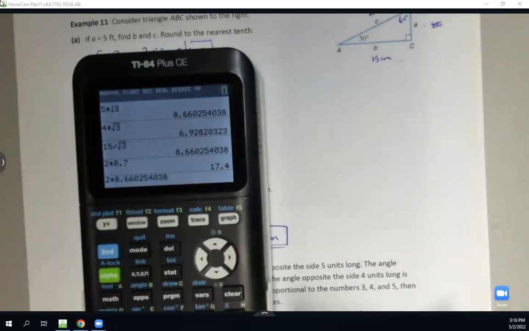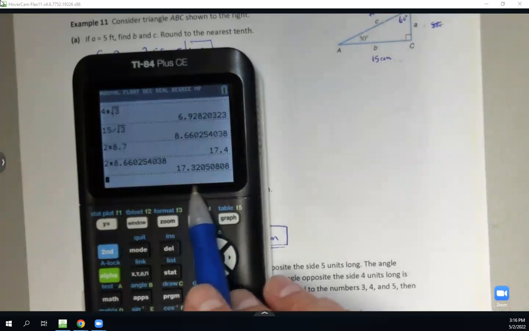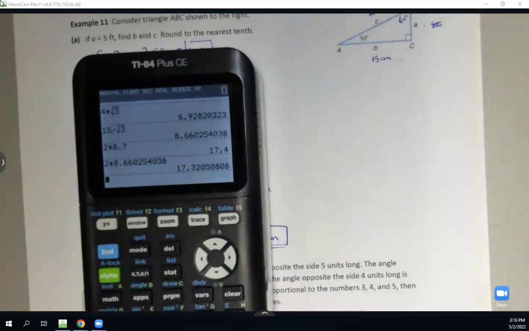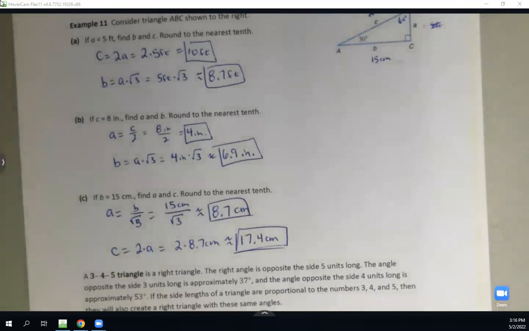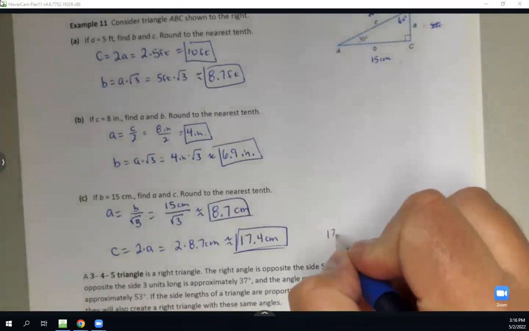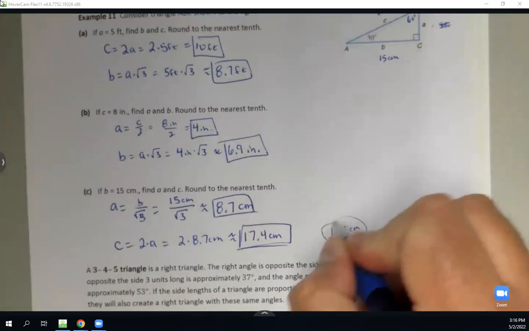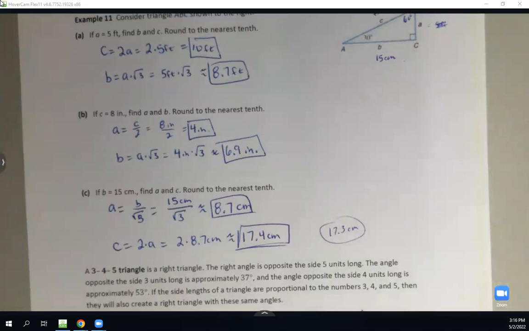I do want to point out, had I done 2 times 8.660254038, in other words, if I hadn't rounded, then I would get 17.3 instead of 17.4. You with me? So I would have a little bit of a discrepancy there from rounding if I don't round like that. Does that make sense? My math lab should take either answer, so it shouldn't be a problem, but you could possibly get a little bit of discrepancy there. Okay.